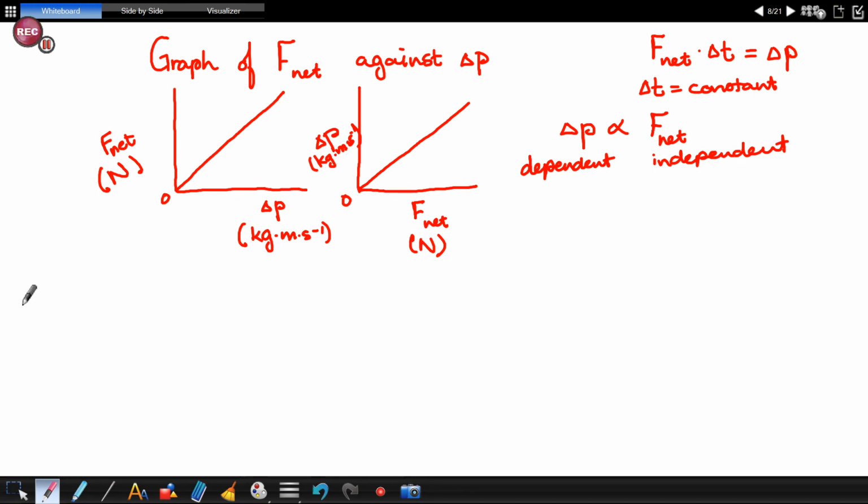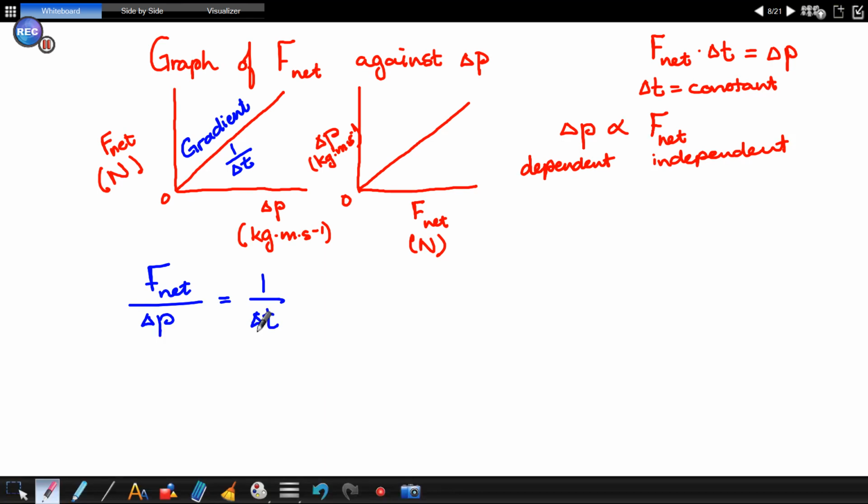Okay? You know what's coming next, no? What's the gradient of this graph giving us? Isn't it 1 over time? Oh, yes, you're right. Yes, 1 over t. Because if you look at this equation, F net over delta P will give me 1 over delta t.